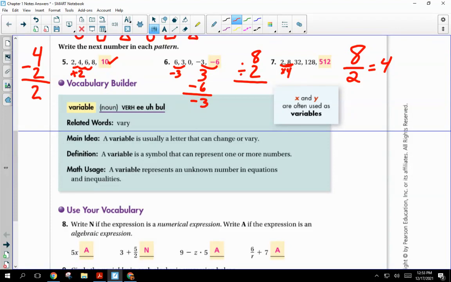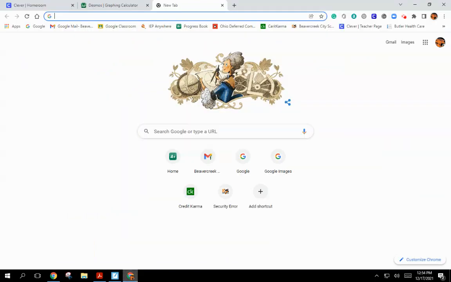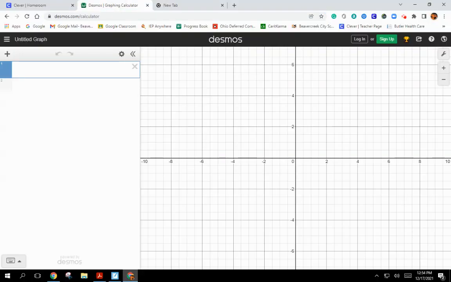And you want to have access to a web page that I use a lot, not necessarily in chapter 1 and 2, but after that, there's a web page called Desmos.